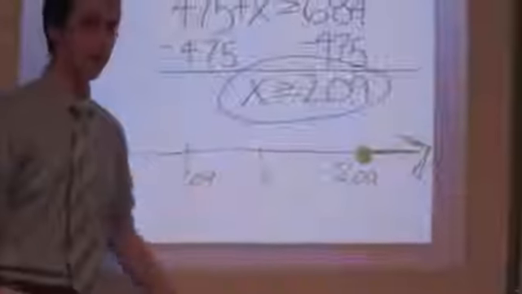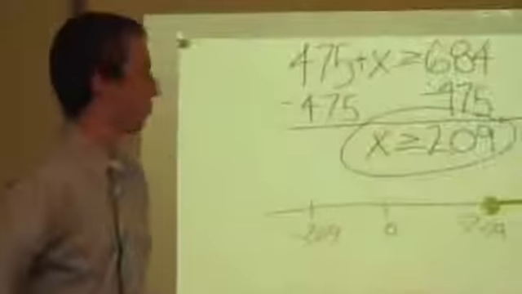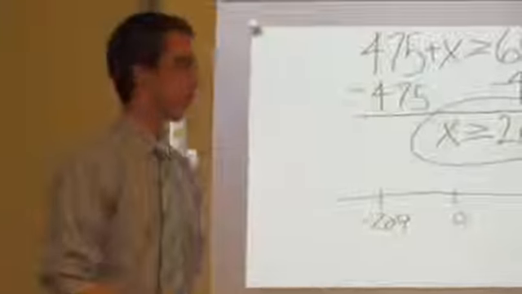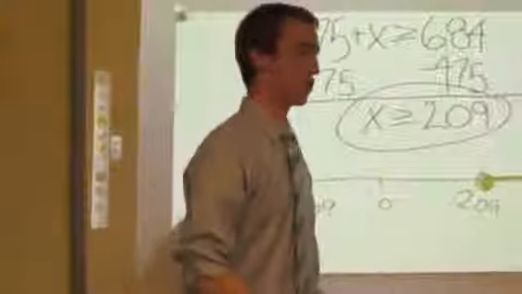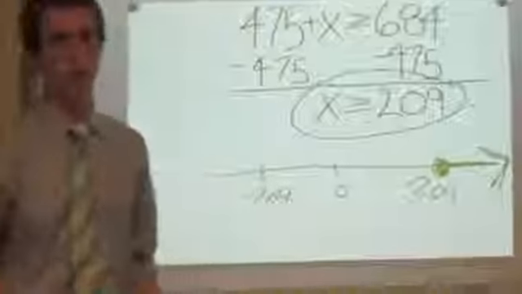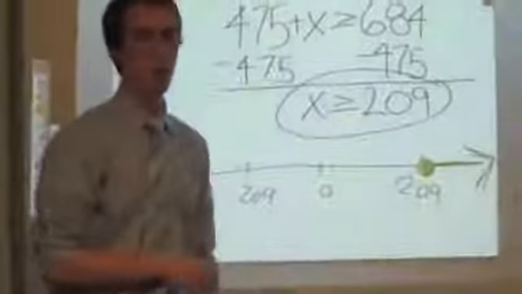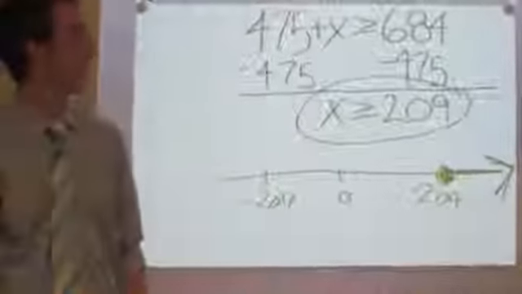So now we have our answer. We have our number line. So let's just talk about what that answer means. 209. So what is that? That's going to be her score on the third game. So if she gets a 209 on the third game, she wins the tournament. If she gets a 210, she still wins the tournament. So we can say 209 is the lowest score she needs to win the tournament.